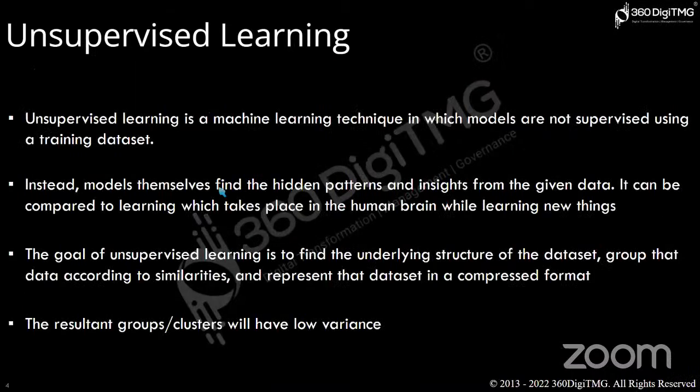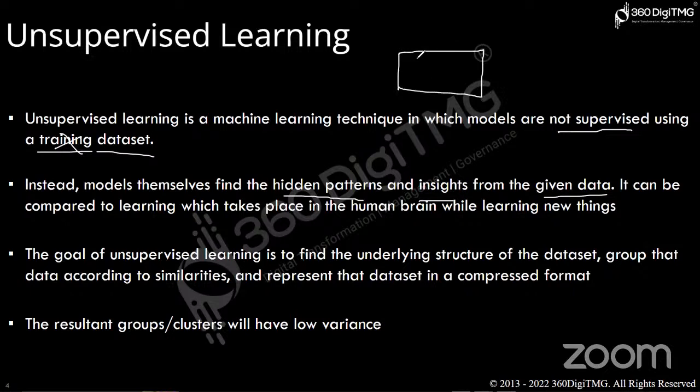So unsupervised learning, what it is, let us learn. Unsupervised learning is a machine learning technique in which models are not supervised using a training dataset. So there is no training phase here. As there is no training phase, our models are not supervised. There is no supervision here. Models are not supervised, hence the name unsupervised learning method. Instead, the models themselves find hidden patterns and insights from the given data. So within this data only, we will find which data are related to which data.